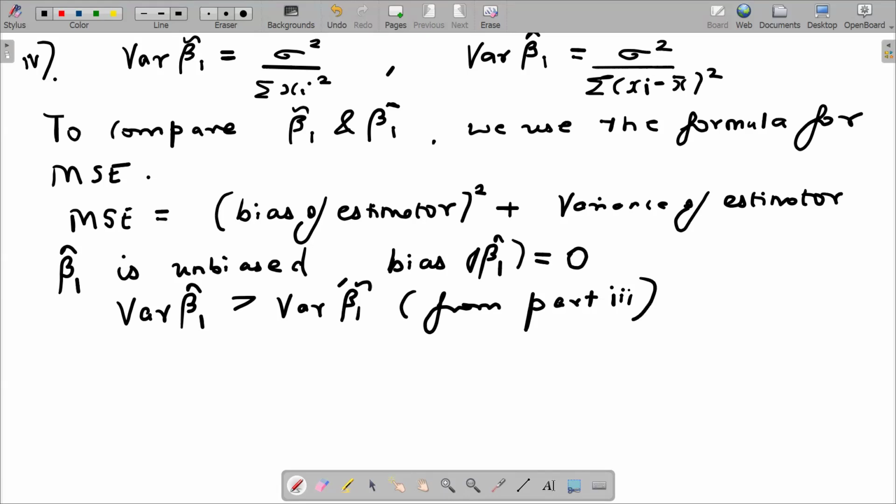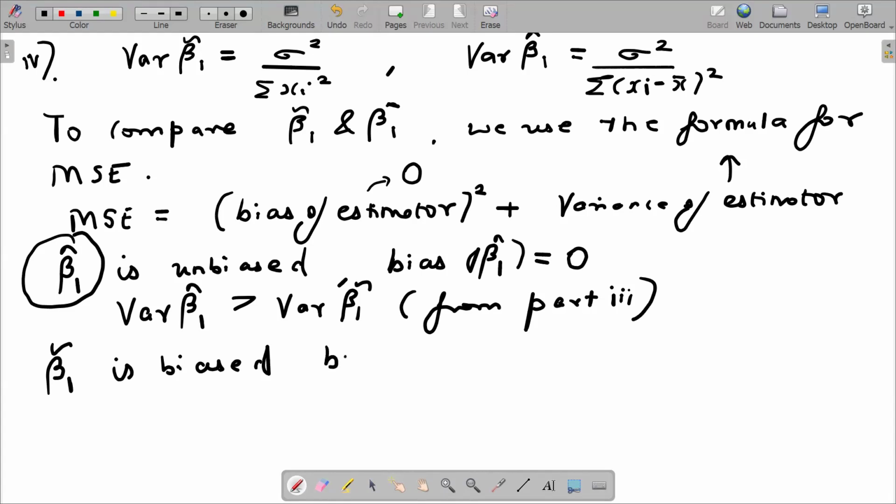So see, there's a trade-off. Even though beta 1 hat is unbiased, its variance is high. Beta 1 hat is unbiased, that means this is 0, but this is high. On the other hand, beta 1 tilde is biased, but variance of beta 1 tilde is less than variance of beta 1 hat. So the problem with beta 1 tilde is it is biased, but the good thing is it has a lower variance compared to beta 1 hat.